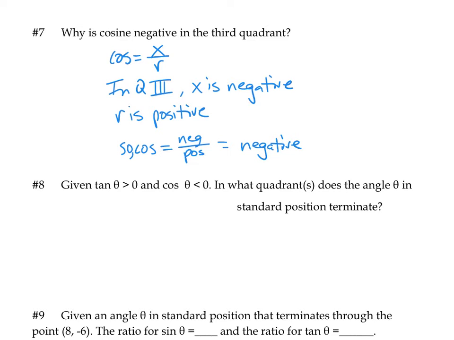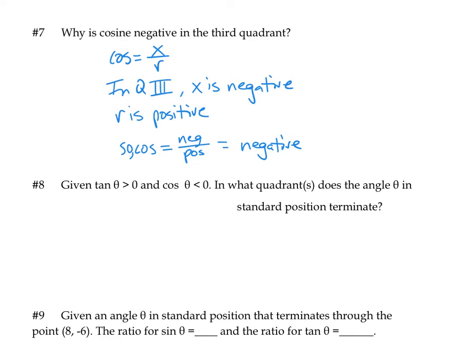Some people had things like x is always negative, so cosine's negative, but that didn't relate to why x being negative would mean cosine's negative. That means it's divided by r, which is a positive, about the ratio, and the x being negative and the r being positive. And so I went through and graded those manually. Those were the key things I was looking for to get you the full points on that.